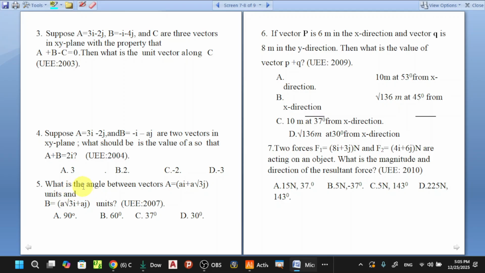So you have to try the next question. I have the next question right here. What is the angle between vector A, a i plus a square root of 3 j units, and B is equal to a square root of 3 i plus a j units? So go ahead and try this because you can use the dot product to find the angle between two vectors. A is given and B is given. Then A dot B is the magnitude of A times the magnitude of B times cosine of theta. So you can find the magnitude of those vectors and solve the problem.